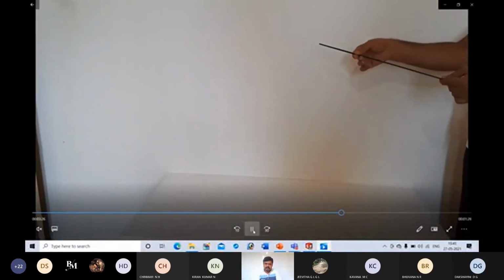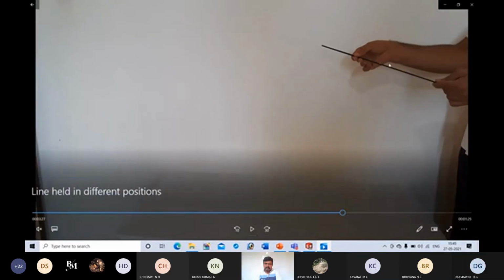Okay, now consider a line held like this. It is parallel to HP, whereas it is making some angle with VP. Okay, this is another condition. Again, a line parallel to one plane and inclined to the other plane. So in this case, it is inclined to the vertical plane and parallel to the horizontal plane.